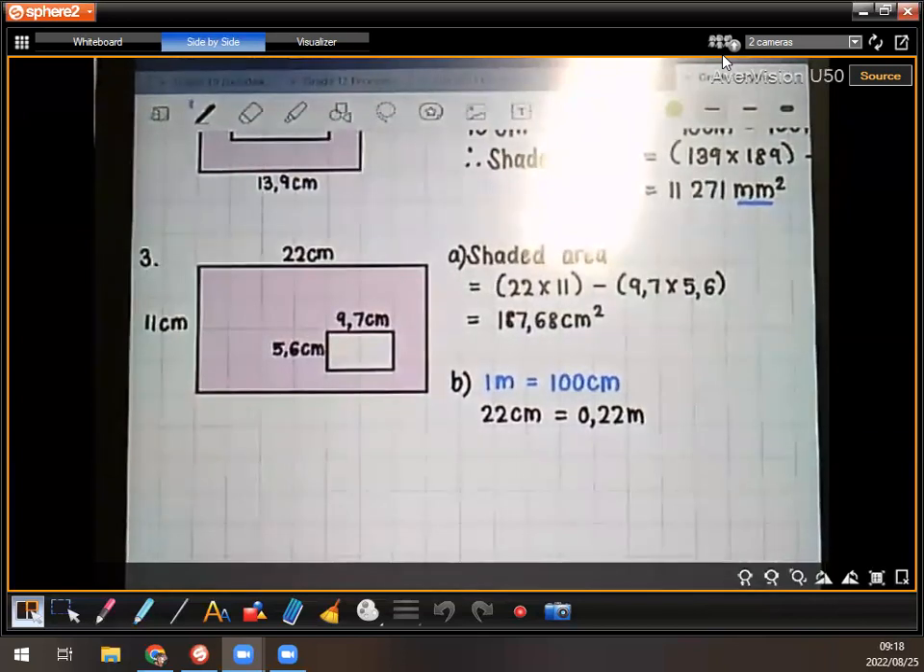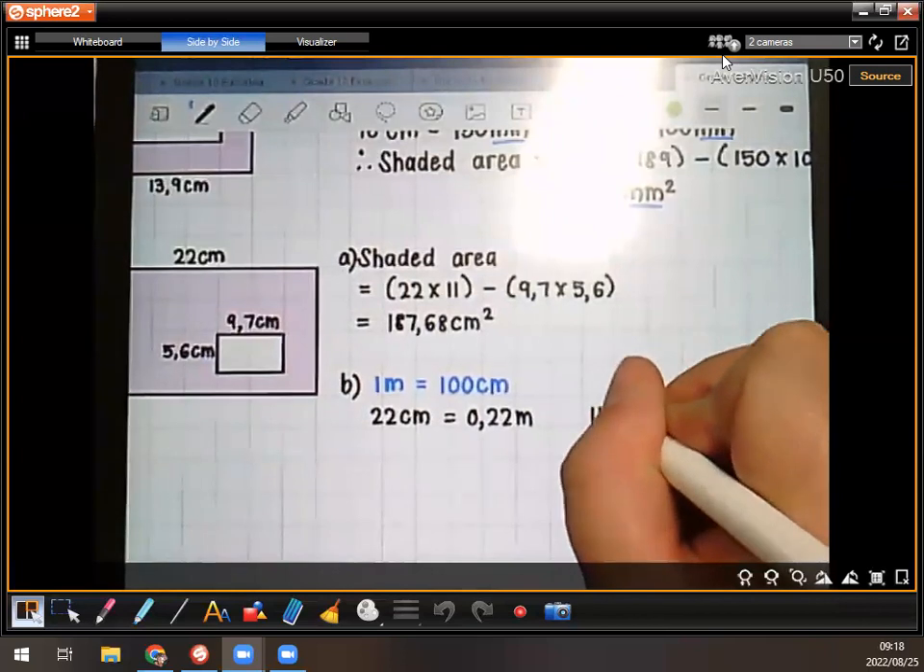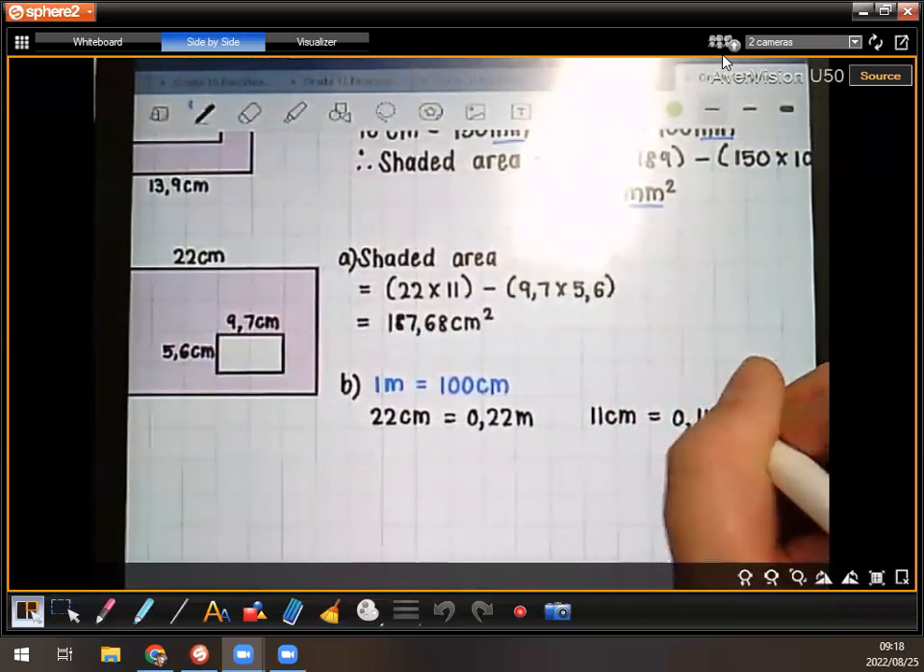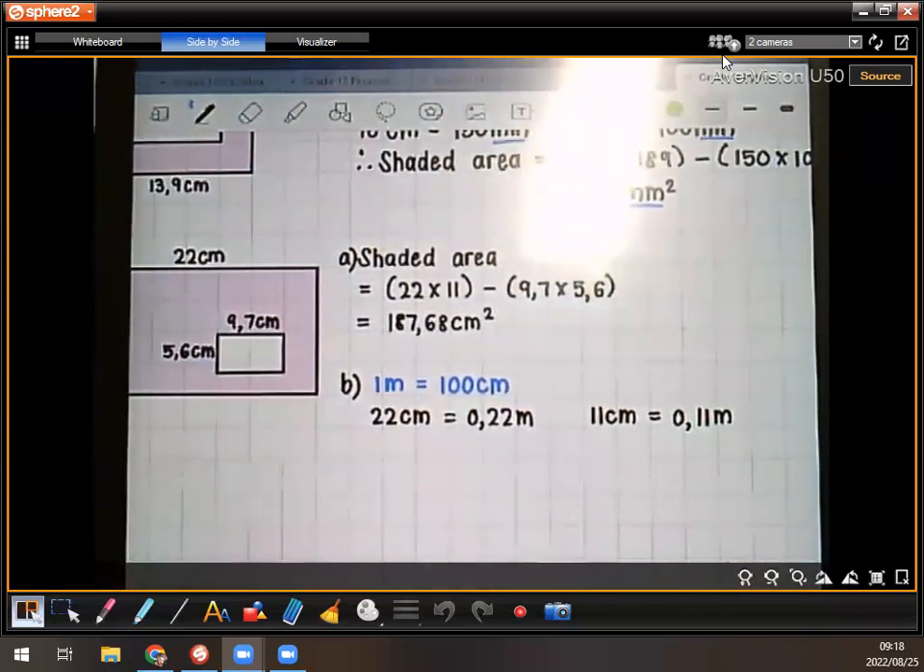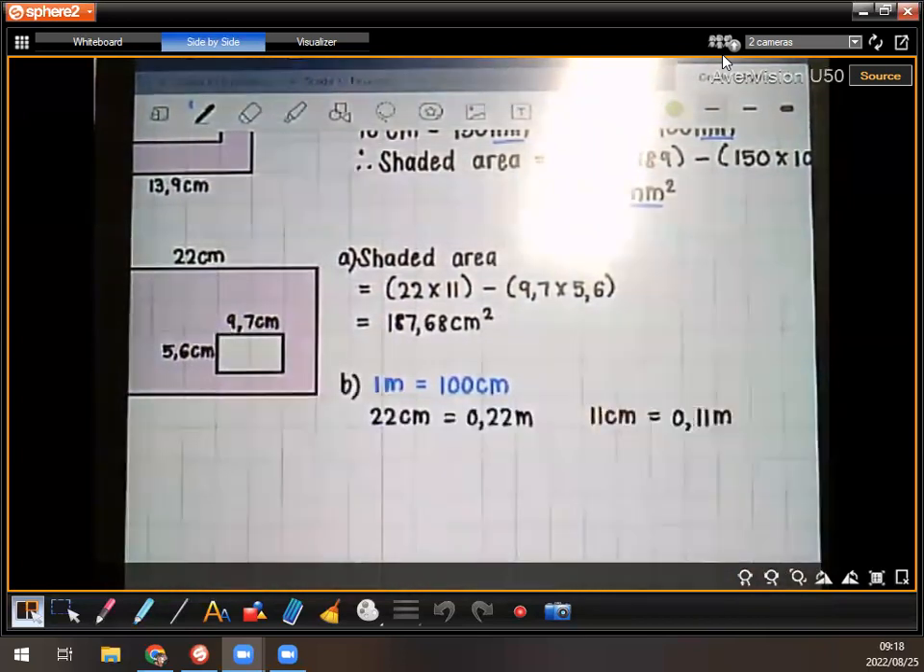Okay, 11 centimeters. I'm just going to move a bit to the side. 11 centimeters. What's that going to be in meters? 0.11 meters. Okay, now I'm going to do the inner ones. These ones are a little bit more difficult because they're much smaller than 100.